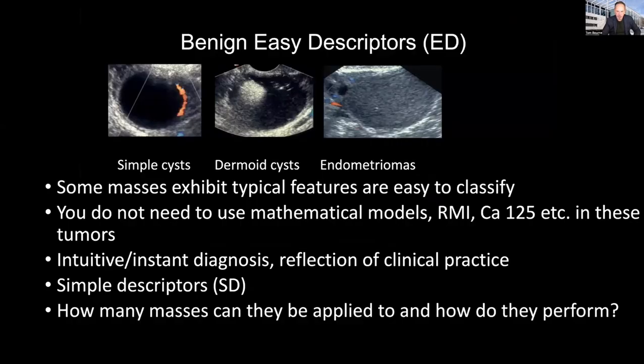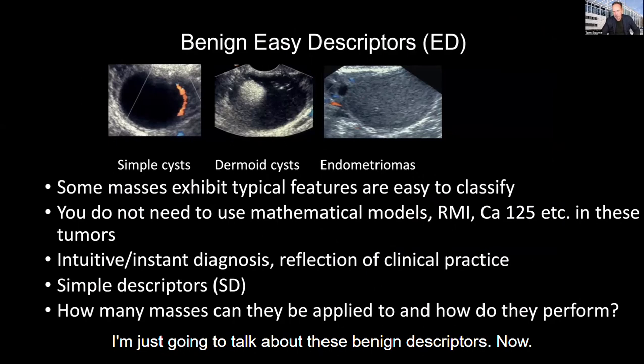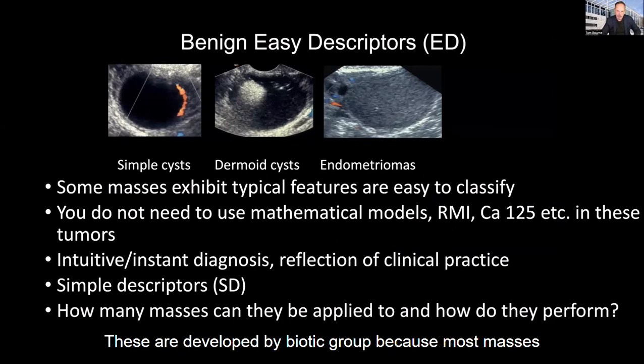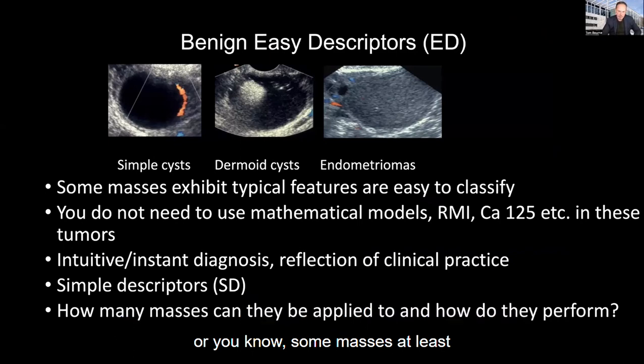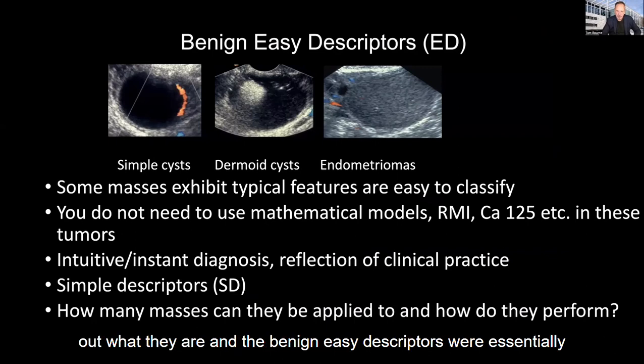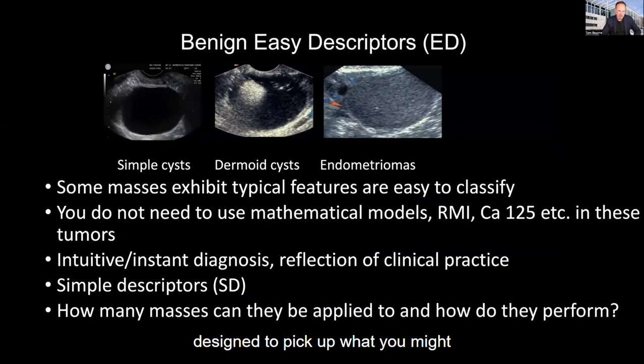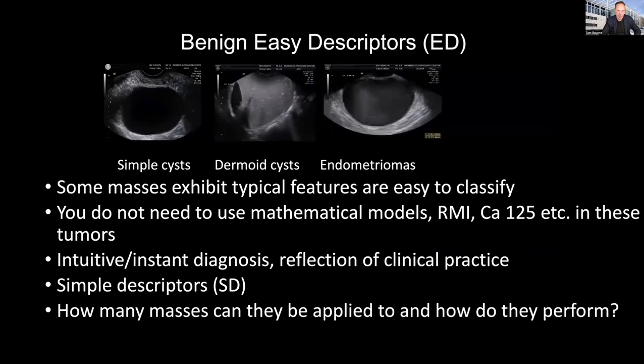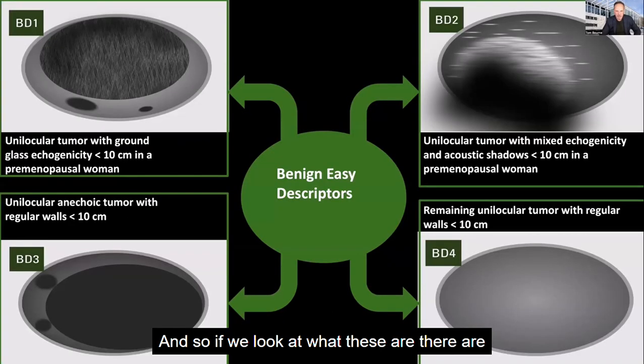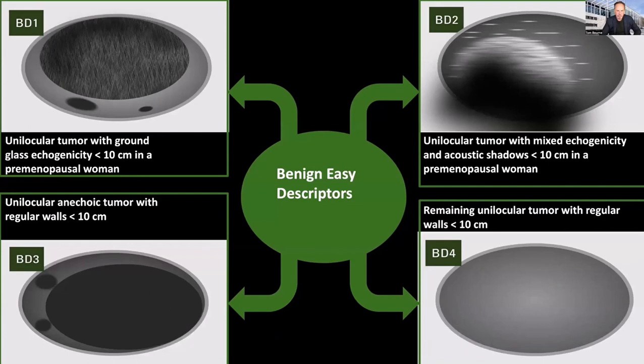However, moving on, I'm just going to talk about these benign descriptors. Now, these were developed by the IOTA group because most masses, or some masses at least, do not need mathematical models to figure out what they are. And the benign easy descriptors were essentially designed to pick up what you might call unilocular cysts, often cystadenomas, mucinous cystadenomas, dermoid cysts, and endometriomas. And so if we look at what these are, there are 4 of them.